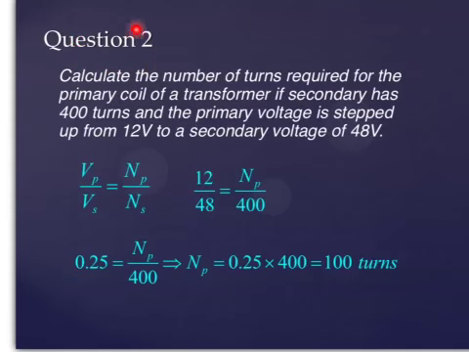Question 2 asks for primary turns. It says the number of turns required for the primary coil. You can just read through this carefully yourself.